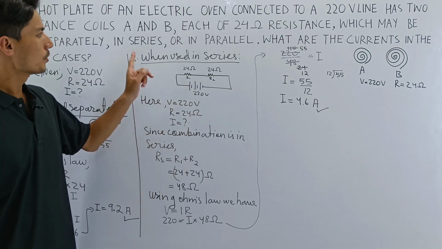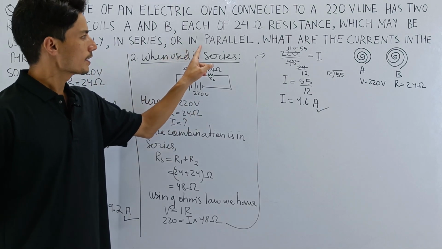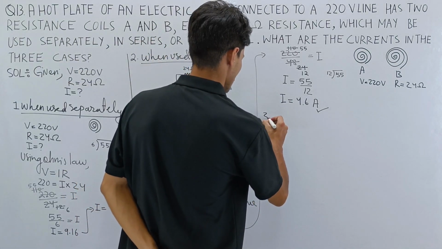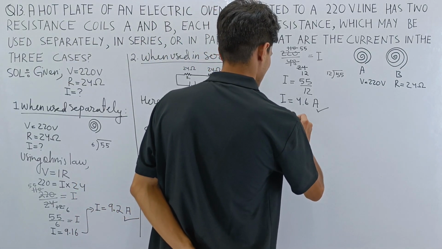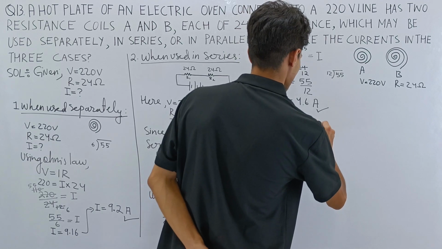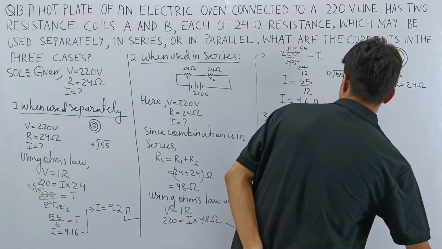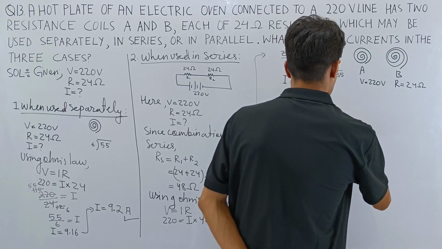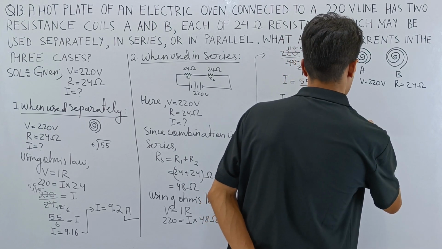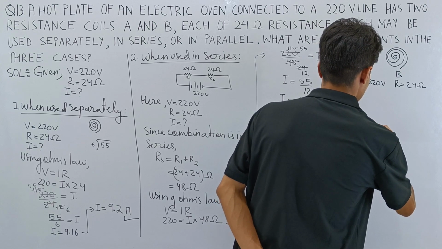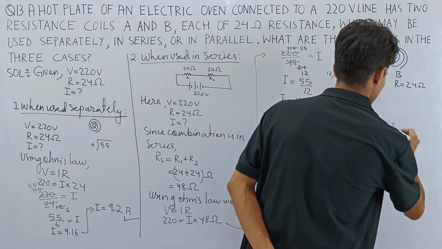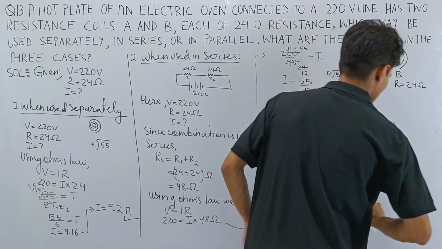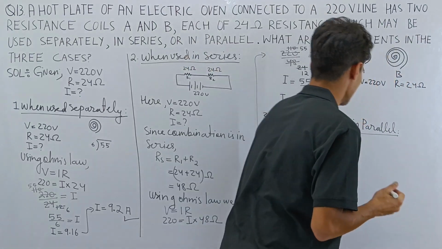Okay, so now we'll have to find the third one, which is if the combination is in parallel. So number 3. Let's check for number 3. We write when connected in parallel. So now it is in parallel.